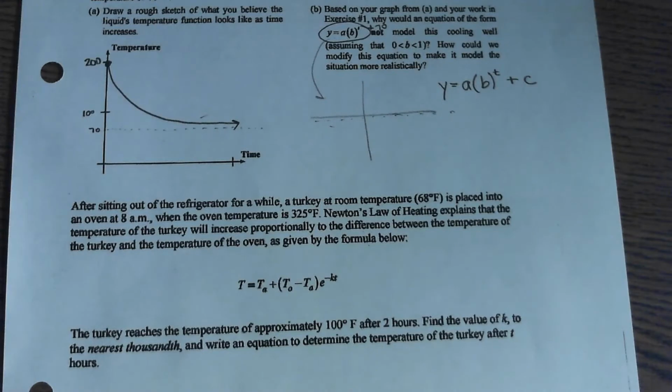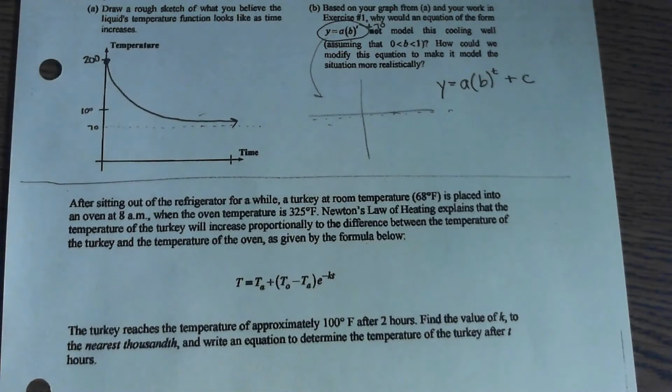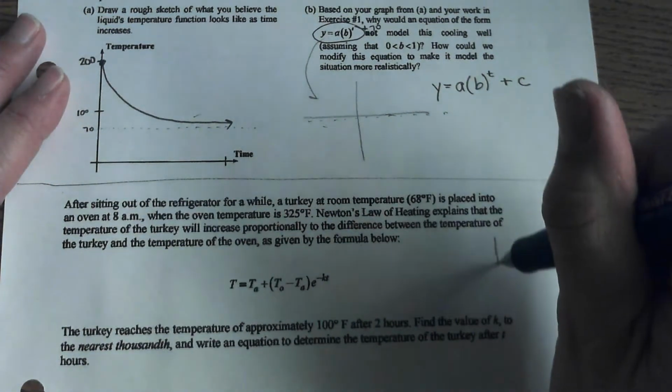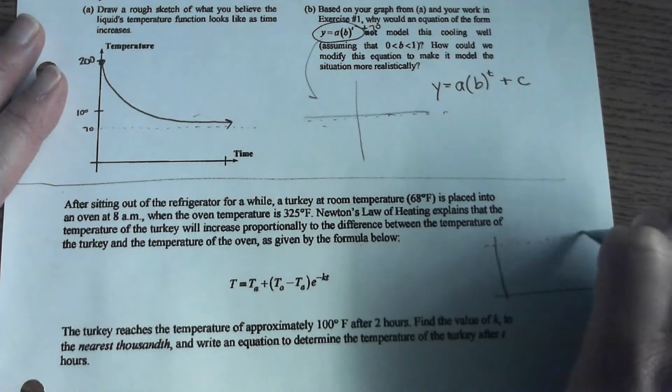All right, so after sitting out of a refrigerator for a while, this is a totally new question. This is not that hot cup of liquid. New question. After sitting out of the refrigerator for a while, a turkey at room temperature 68 is placed into an oven at 8 a.m. when the oven temperature is 325. So right away, I'm just going to give myself a visual. An oven temperature is 325.